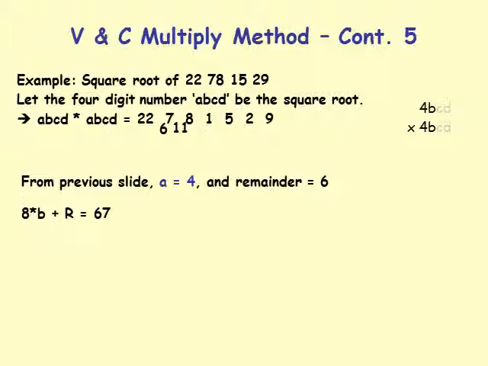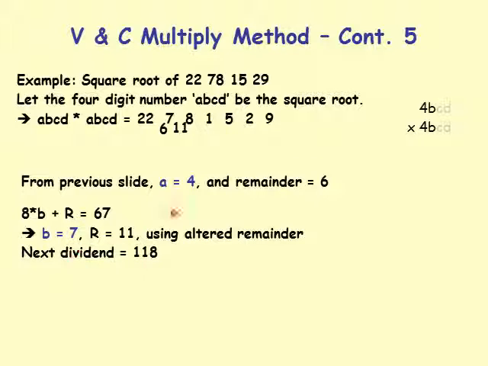Let's continue here. That means we used a value 8 before, now we'll use 7 here. 8 times b plus r is 67. Okay, let's continue here. Then b is equal to 7 and r is equal to 11. We're using altered remainder. See? That means next dividend is 118. Okay, so where does the 118 come from?